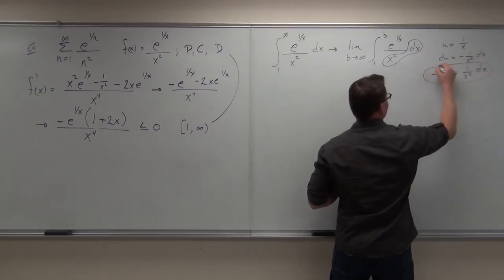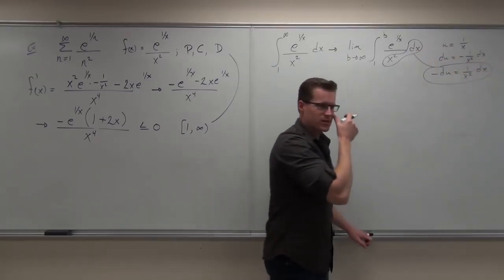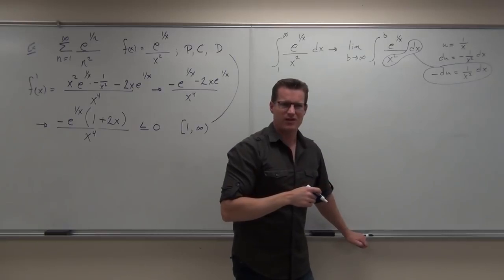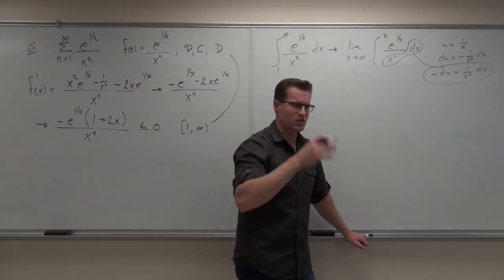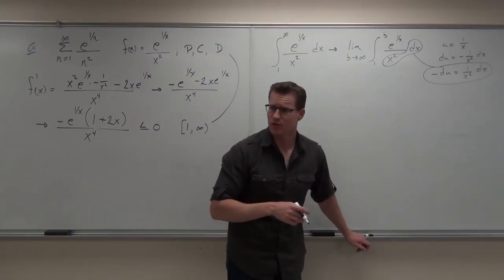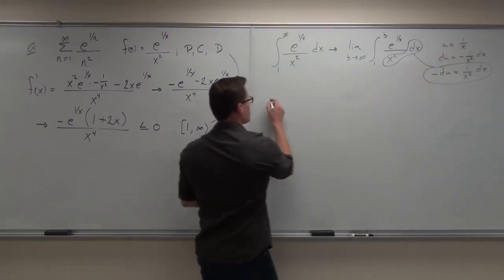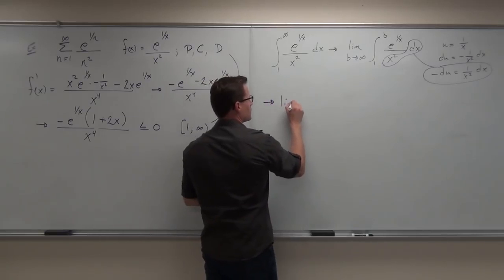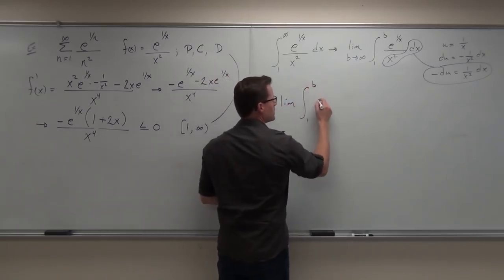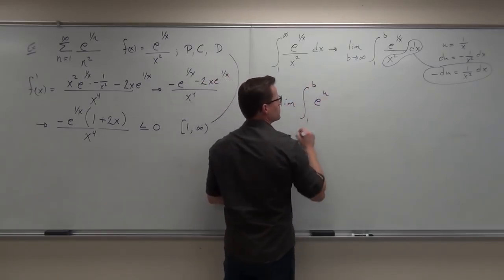Did you find the appropriate substitution? Not so bad, right? It's just a substitution. Most of these things are going to be just substitutions for you. Not horrible. If you do u equals 1 over x, then our integral becomes the integral from 1 to b of e to the u.